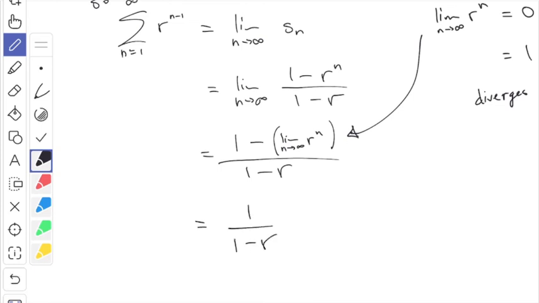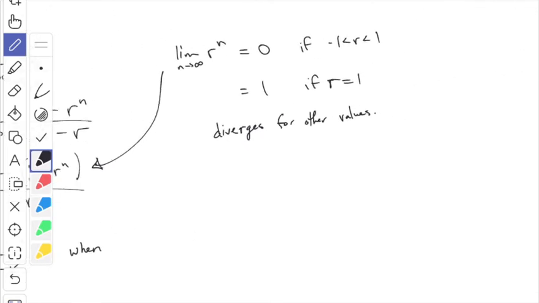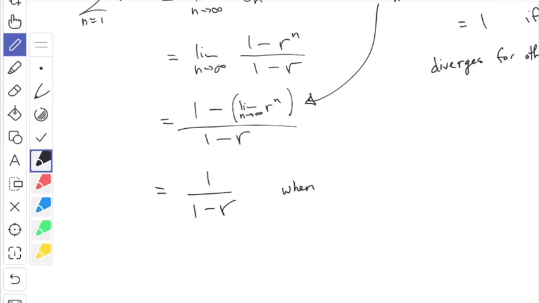Now this formula is not always true. It's only true in the case when that part of the limit is 0. But this is true when r is in this range right here, between -1 and 1. And I'm going to write that just because it's easier to write this way: absolute value of r less than 1. That's the same as saying r is between -1 and +1. Just a simpler way of saying that is absolute value of r is less than 1.